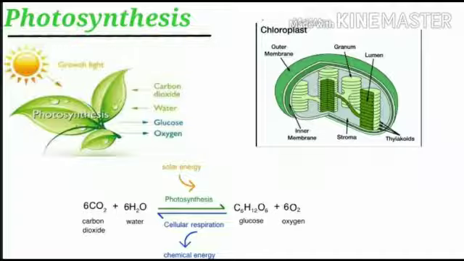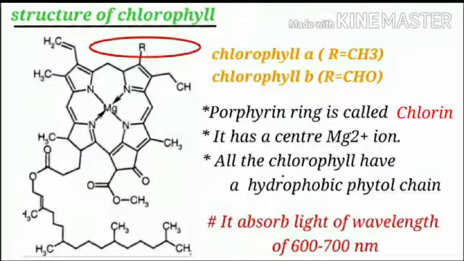There are many pigments in the thylakoid membrane. They include chlorophyll A, chlorophyll B, xanthophyll, carotenoid, etc. Let's discuss the structure of the chlorophyll molecule. We can see it has two parts, a head region and a tail region.